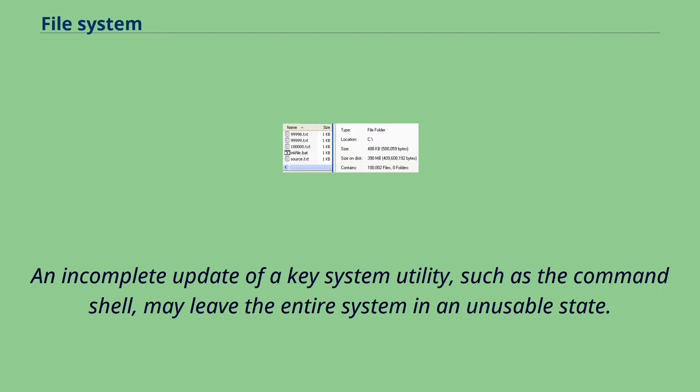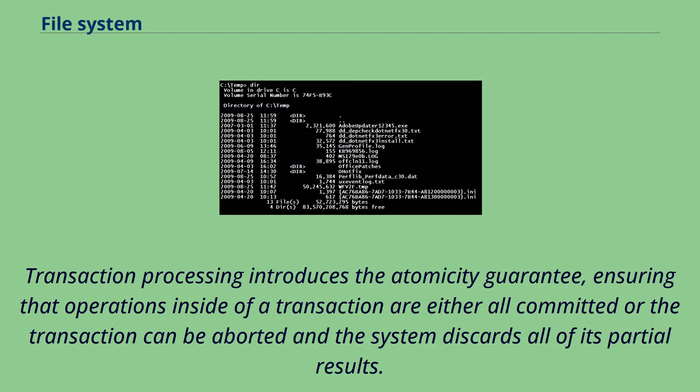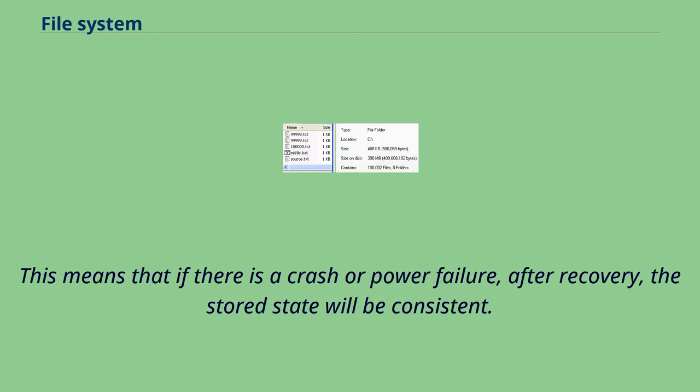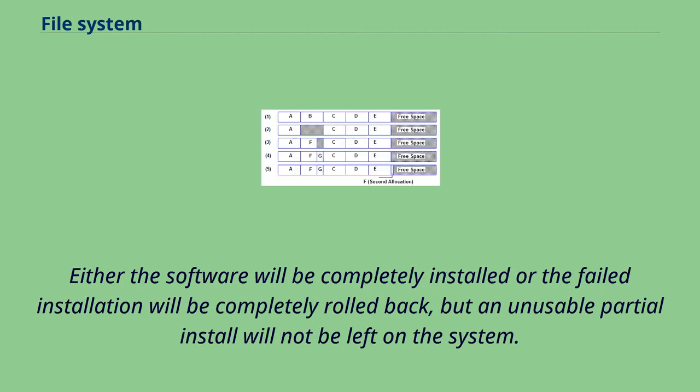may leave the entire system in an unusable state. Transaction processing introduces the atomicity guarantee, ensuring that operations inside of a transaction are either all committed or the transaction can be aborted and the system discards all of its partial results. This means that if there is a crash or power failure, after recovery, the stored state will be consistent. Either the software will be completely installed or the failed installation will be completely rolled back, but an unusable partial install will not be left on the system.